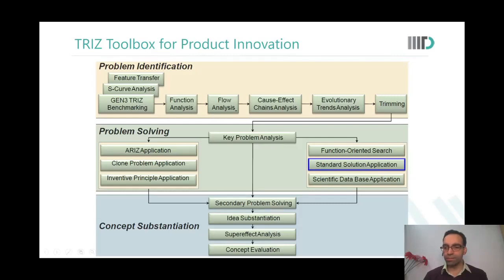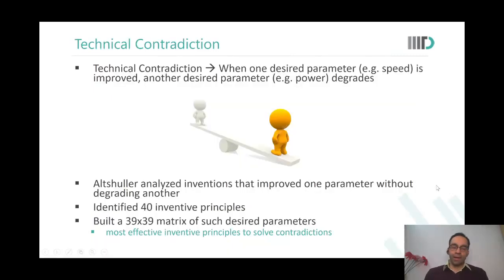Going forward, let us look at what we mean by technical contradiction. The basic level of abstraction that we talked about. Parul, you have a question?